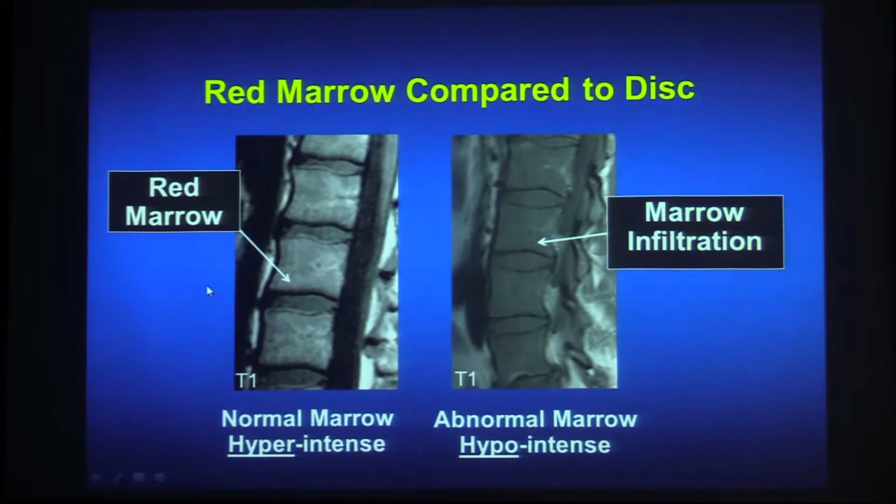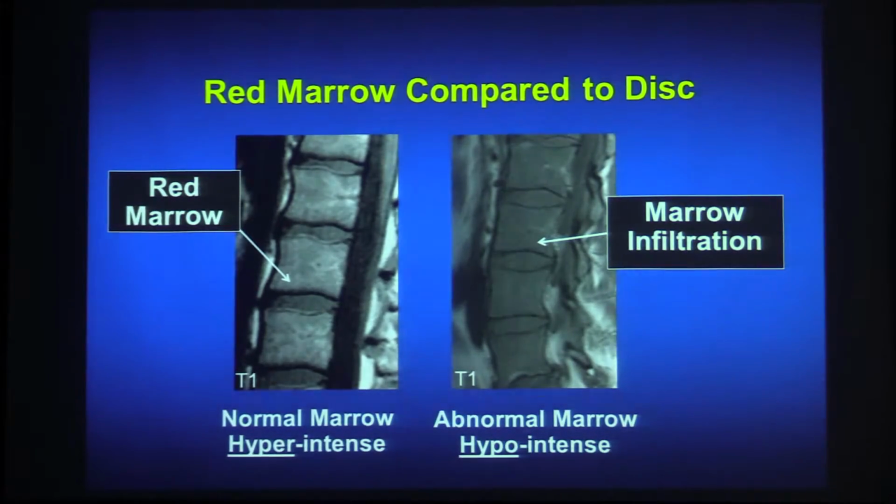And so normal red marrow, like you see here, contains some fat, and it's a little brighter than the disc. Whereas when you have marrow infiltration with tumor or some other process, it eliminates the fat, and now you see that the marrow here is iso-intense or maybe even darker than the disc. So that's the key in the spine. Compare the marrow appearance to the disc.